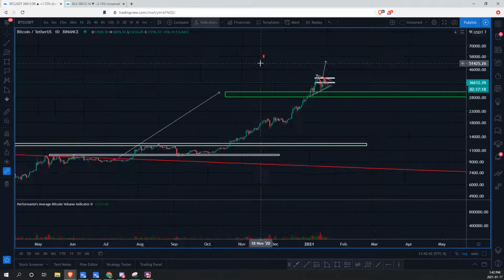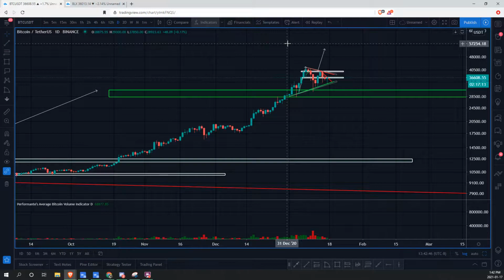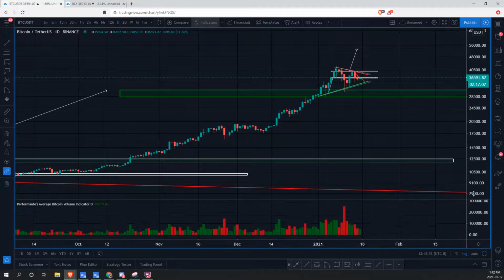So when we are looking at the daily chart, we do see a nice contraction, a series of lower highs and higher lows, squeezing the price towards the apex of this triangle, which is great to see. Nice contraction, not a ton of buy volume when we are looking at the volume here.